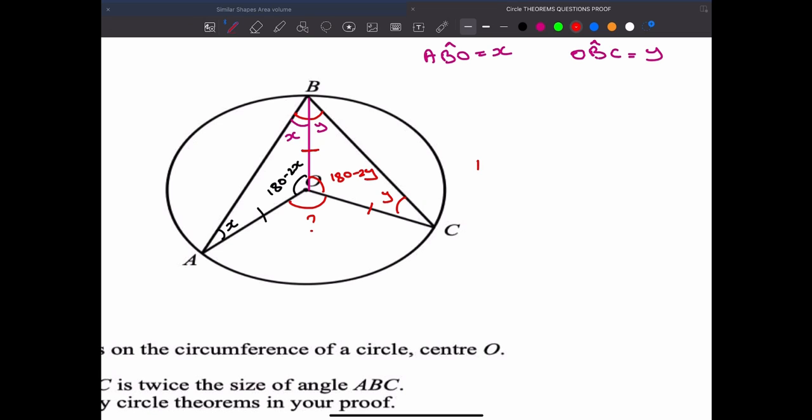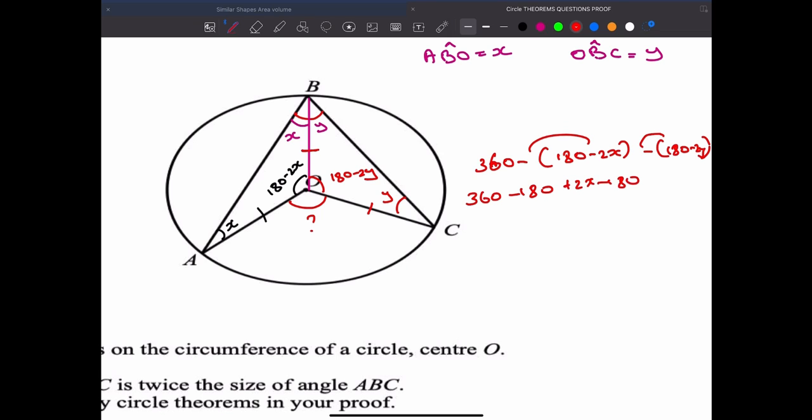Then what about this angle? You do 360 minus, because total angle around a point is 360, minus, put in a bracket, 180 minus 2x, take away 180 minus 2y. Open the bracket: 360 minus 180 plus 2x minus 180 plus 2y. 360 minus 180 is 180, take away 180 is 0, that goes away, so it's 2x plus 2y. So this angle is 2x add 2y.